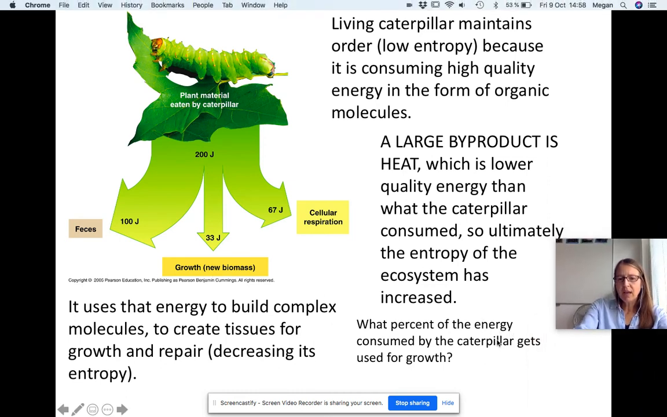So what percent of the energy consumed by the caterpillar is actually being used for growth? Can you figure that out? Hit pause, see if you can do it. All right, now you think you've tried it.